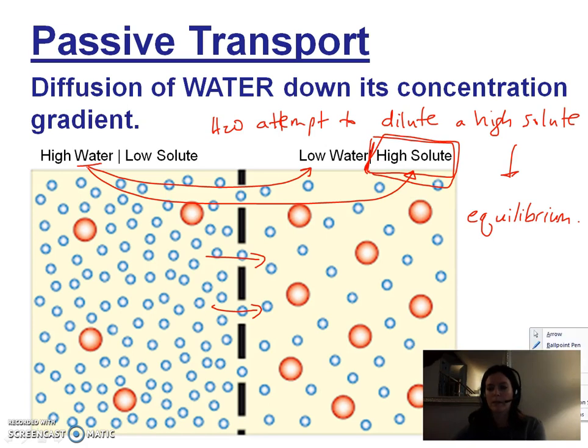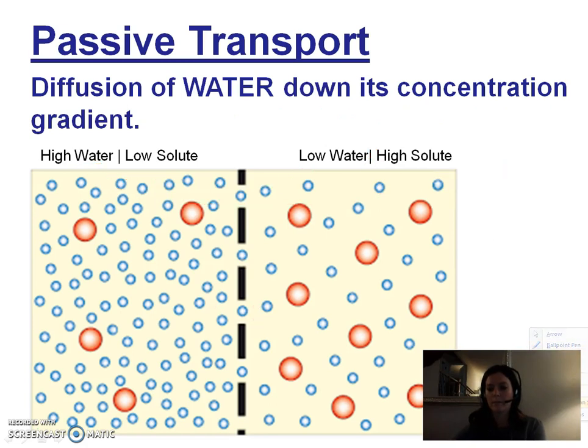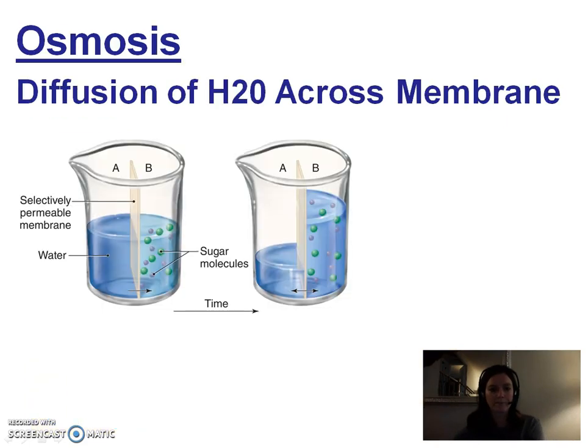Let me erase this again and make sure that you see what I'm talking about. Water, sorry, that's my dog in the background. He wants to play. Water is always going to try to dilute the high solute. And if that solute can't move, and water is the only thing that moves, it's going to go ahead and do that. So let's move ahead to the next figure.